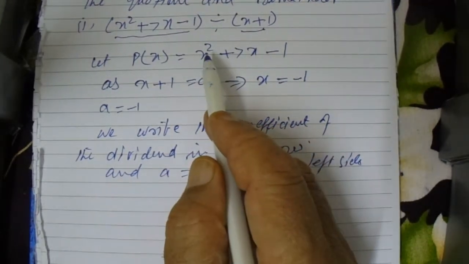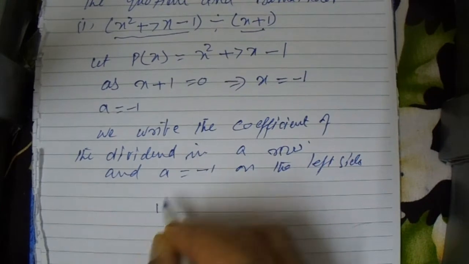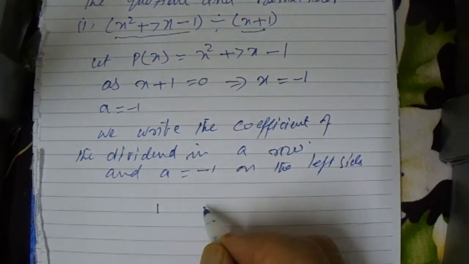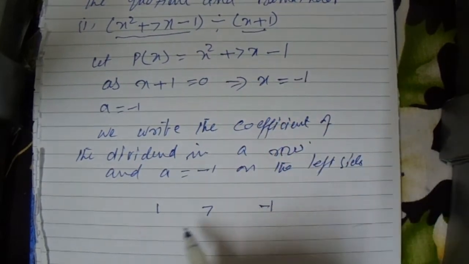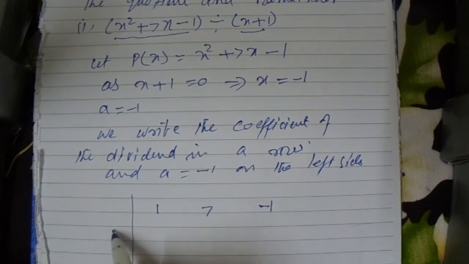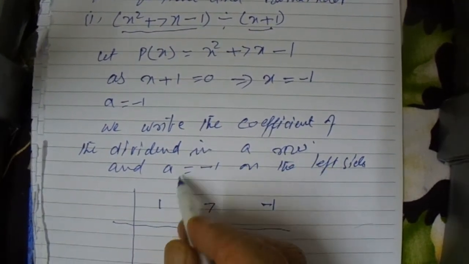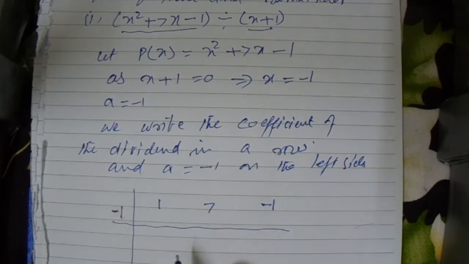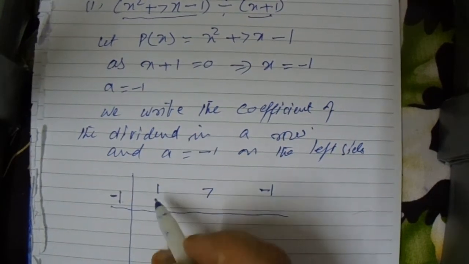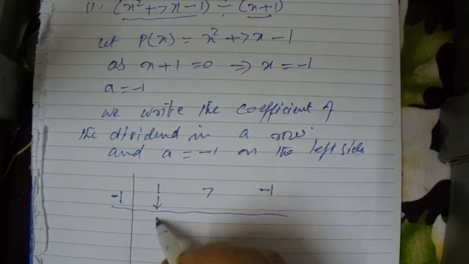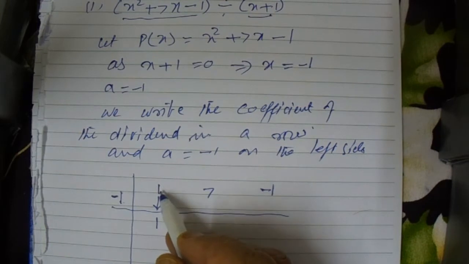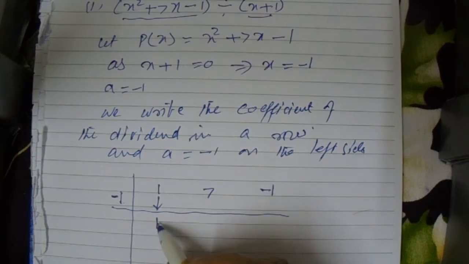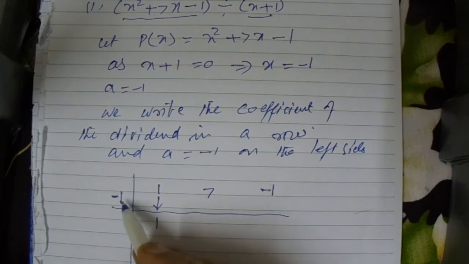Now the coefficient of x square is 1, and the coefficient of x is 7, and the constant term is minus 1. We write in this form, and now the value of a is minus 1, we write on the left side of this. We write the first coefficient the same as here in the below, and then we multiply this by this.